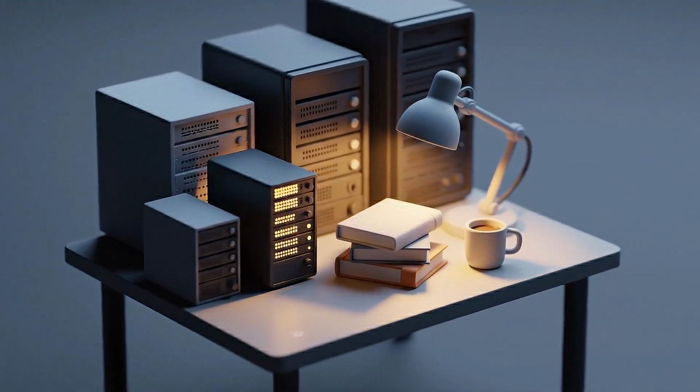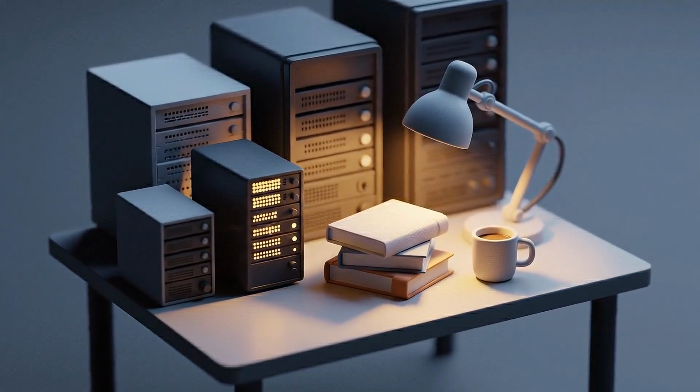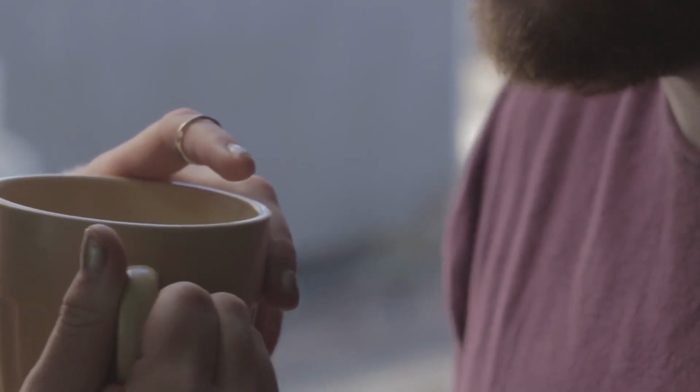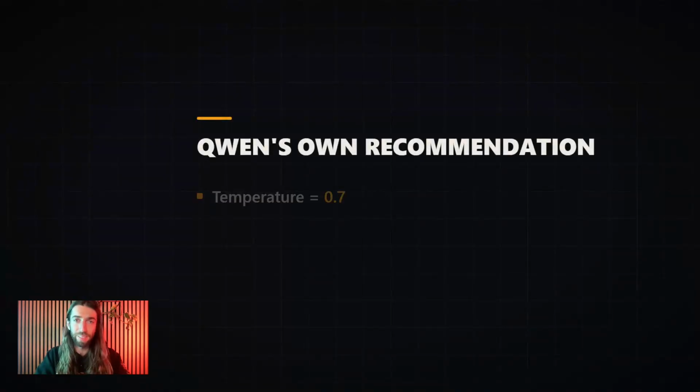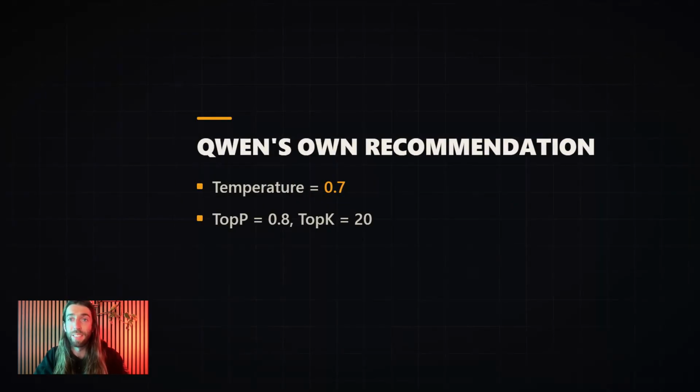week. But here is where every operator I know has fumbled the ball. The default temperature setting on almost every hosting tool is 0.8. Qwen's own engineering team, on the official model card, tells you point blank to run it at 0.7. A gap of 1/10 of a point is quietly making every answer worse.